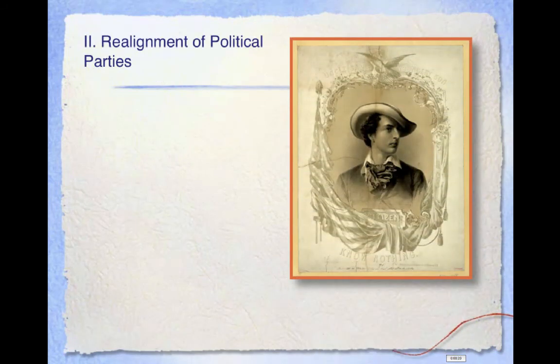The failure of compromise showed the weakness of the old political system and opened the door to new political parties and the realignment of the Democratic Party. The Whig Party collapsed in the 1850s. A number of new parties appeared.